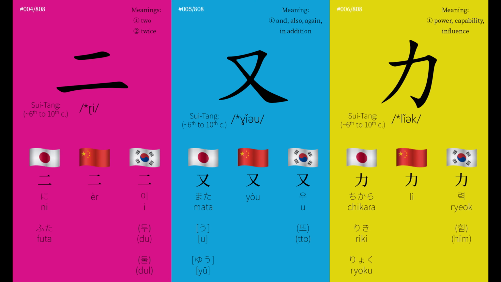For pronunciation, the Middle Chinese ancestor of most modern pronunciations was ryok. This becomes li in Chinese, riki and ryoku in Japanese, and ryok in Korean. The Japanese also have their own reading of chikara, and the Koreans have him.